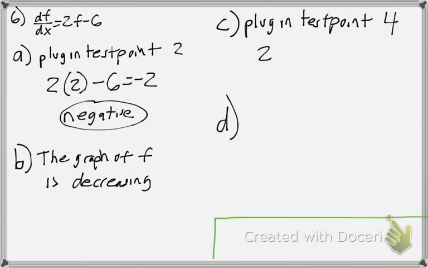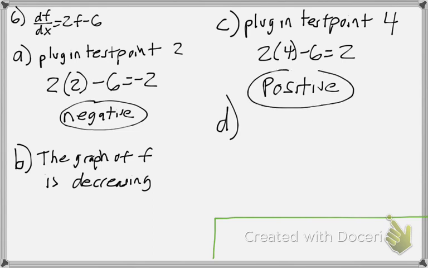So this will be 2 times 4 minus 6, which is equal to 2. Now they care about the fact that that's a positive 2. So all they're asking for is the sign, and the sign is positive.